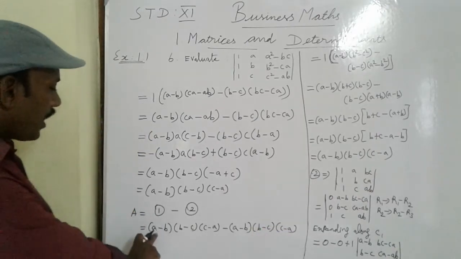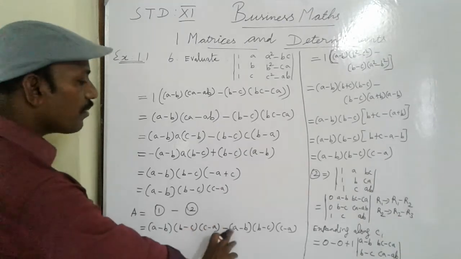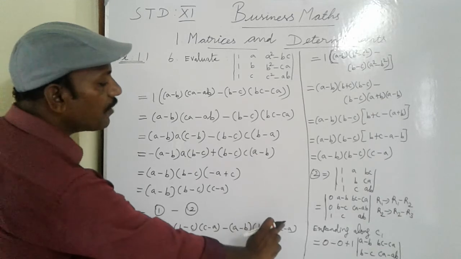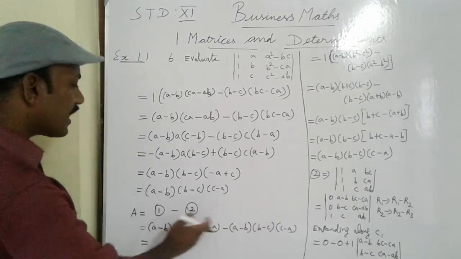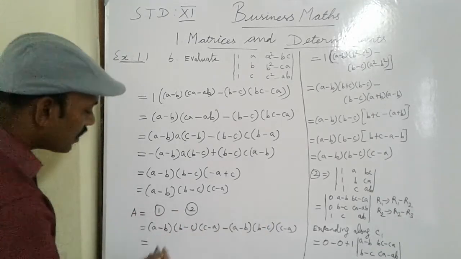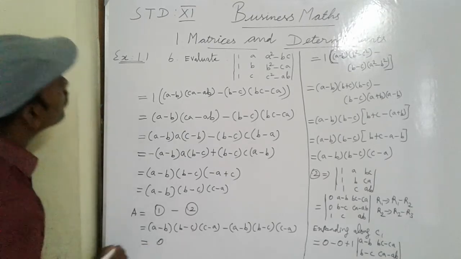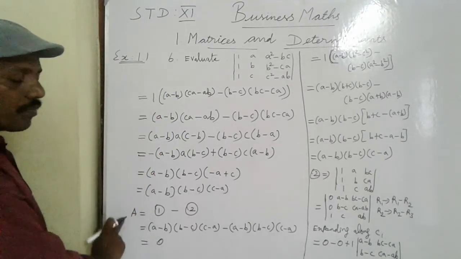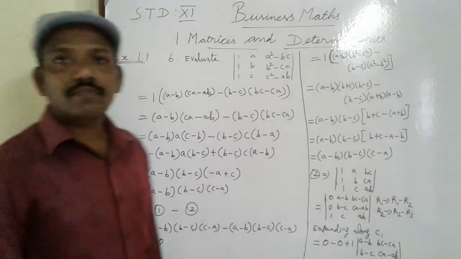See this, A minus B, B minus C, C minus A, same. Minus is the symbol here, minus A minus B, B minus C, C minus A. Both are same. So subtract them, we get 0. Okay, its value is 0. That's all, students.